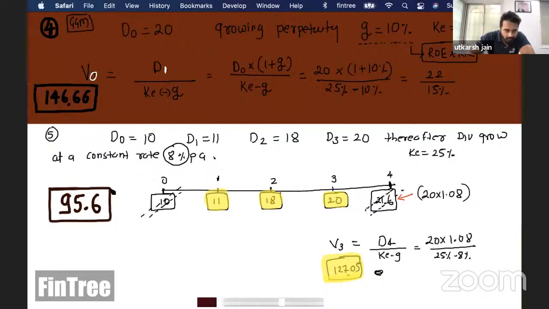So that's how you do a multi-stage dividend discount model. Easy.